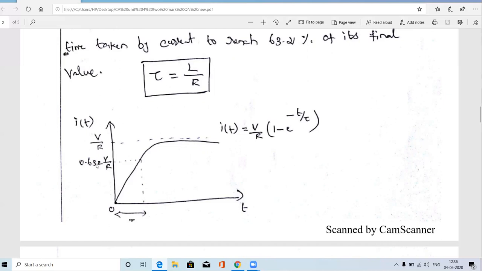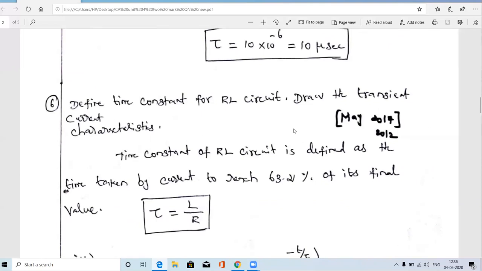This point is 0.632 of the final value, and this is the time we call the time constant tau. What does the time constant tau mean? It is the time required by the current to reach 63.2% of the final value. The current rises from 0 to this 63.2%, and that time is called the time constant of the RL circuit.